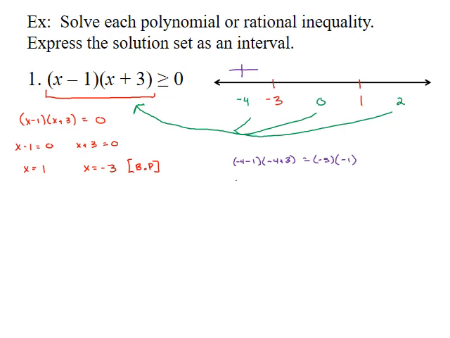If you plug 0 in, that is 0 minus 1 times 0 plus 3, which is negative 1 times 3. Don't care what the number is, but I know that a negative times a positive makes that middle interval negative. And finally, if you plug in 2, 2 minus 1 times 2 plus 3 is 1 times 5, which is going to end up giving us a positive answer.